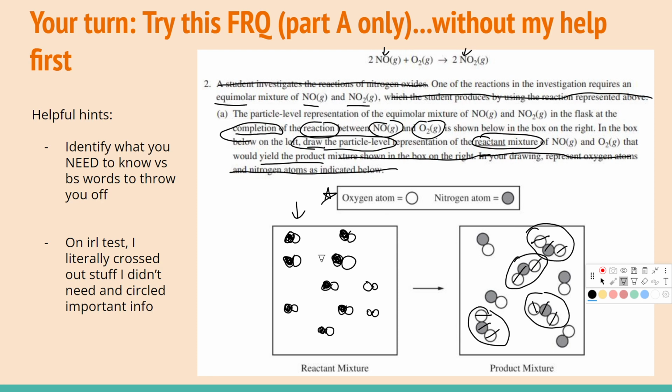This FRQ would be 2 points. 1 point would be earned from just drawing the correct molecules representing NO and O2. And then 1 point is if you did atom conservation. So notice that the number of N's and the number of O's are the same on both sides. If I counted how many N's there were and how many O's there were, they're the same amount. And so that would be the other point. And so FRQs can sometimes be graded like that. It really depends on the FRQ.